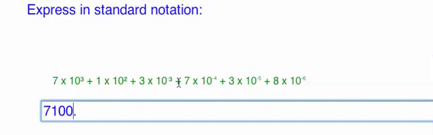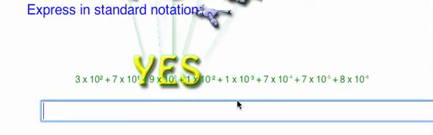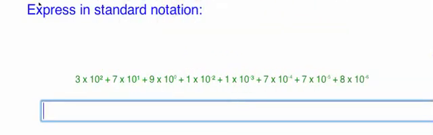All right, 3 times 10 to the negative 3, that means this 3 goes in the 3rd decimal place, so 1, 2, 3. 7 times 10 to the negative 4, 7 goes in the 4th decimal place. 3 times 10 to the negative 5, so the 3 goes into the 5th decimal place. 8 times 10 to the negative 6, and the 8 goes here. All right, and that's it. That's how you express these expanded notations into standard form.